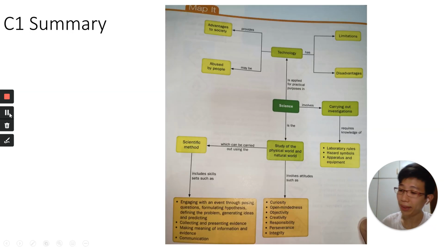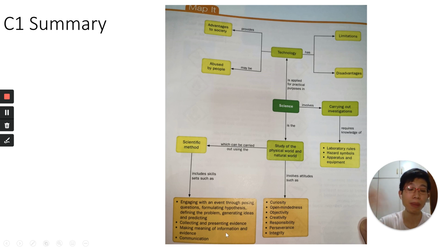So to sum up chapter 1, we are learning about science. Science is the study of the physical world and natural world. During such a process, we need to possess the right attitude, such as curiosity, open-mindedness, and so forth. After that, we need to use the scientific methods, which include skills such as engaging with an event through posing questions, formulating hypotheses, generating ideas, making predictions, collecting and presenting evidence, which is your data collected, and making meaning of information and evidence, which is your conclusion.